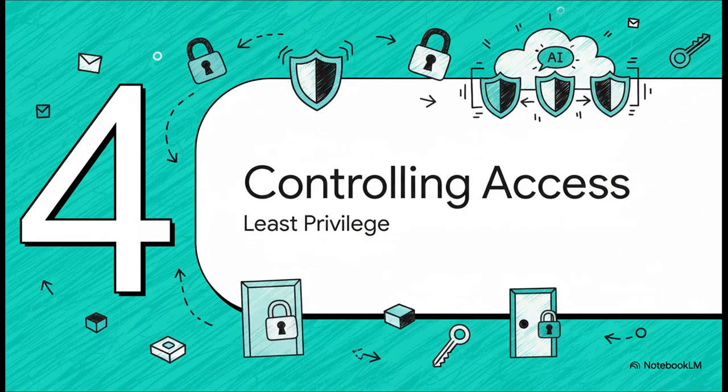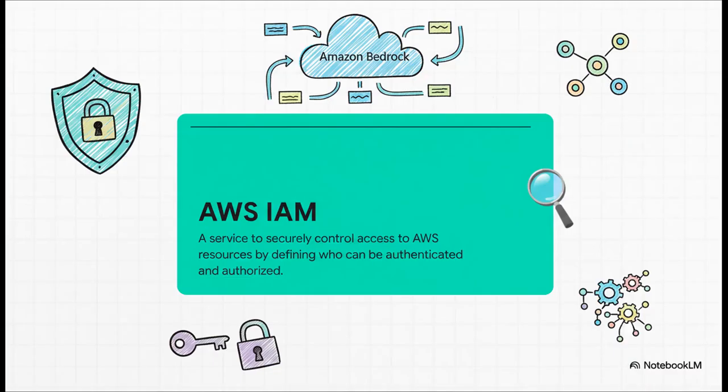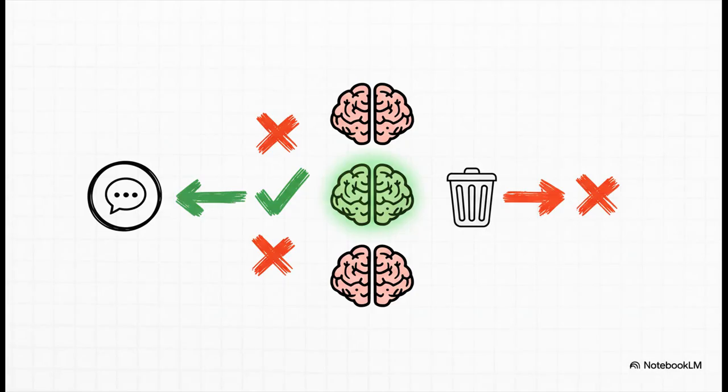Okay, so we've encrypted our data. Check. Now we need to control who can actually use it. This is all about identity and access management. And the tool for this job is AWS Identity and Access Management, or IAM. Honestly, it's like the central nervous system for permissions in AWS. IAM is how you define, with incredible detail, which users, which applications are allowed to do what on which specific resources.